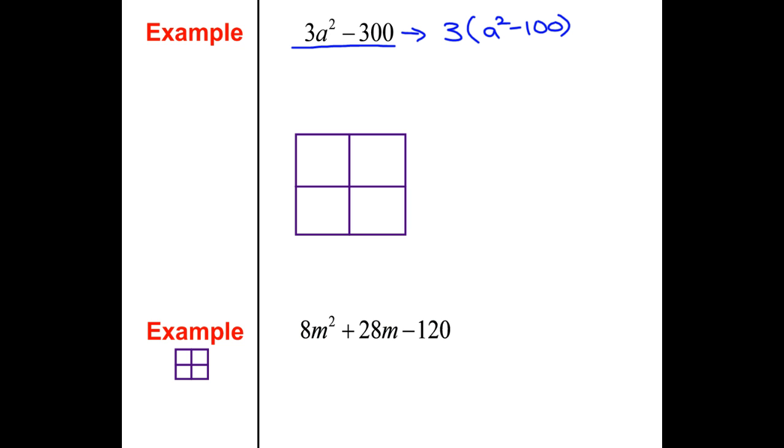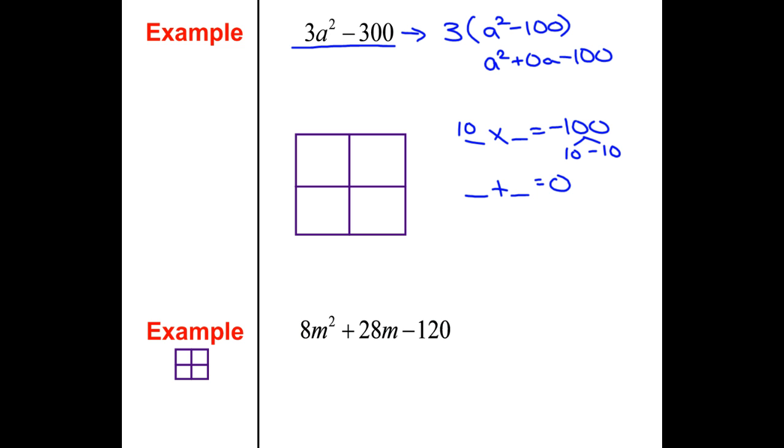Now we do the same exact stuff that we just did down there. So, really this is the same thing as a squared plus 0a minus 100. So what multiplies to equal negative 100, but adds to equal 0? Again, these need to be opposites. So it needs to be 10 and negative 10. Those will add up to get you 0 and multiply to get you negative 100.